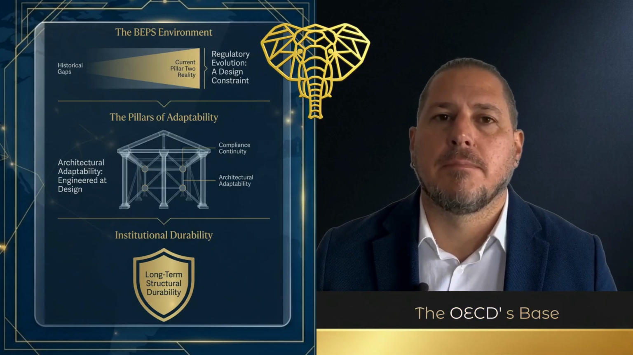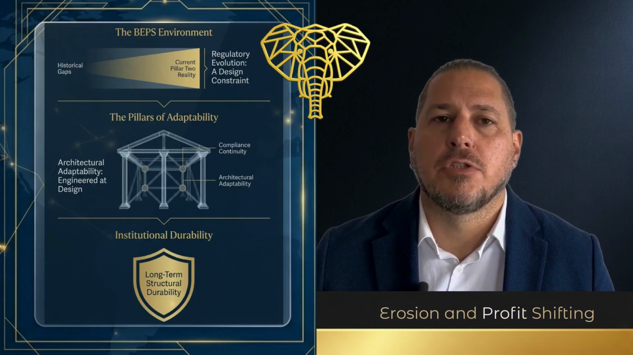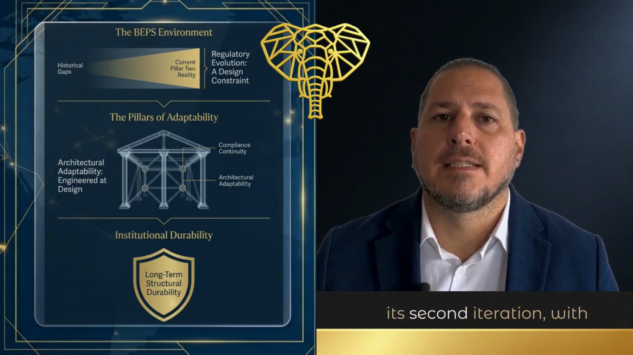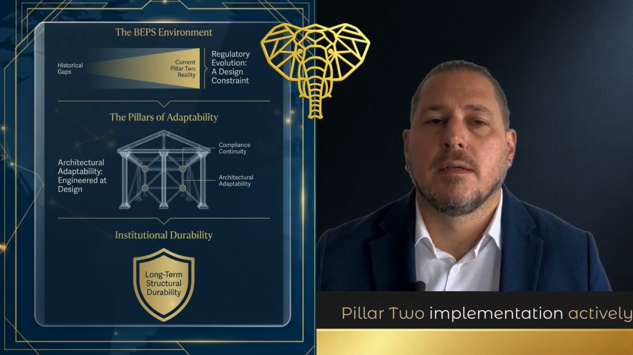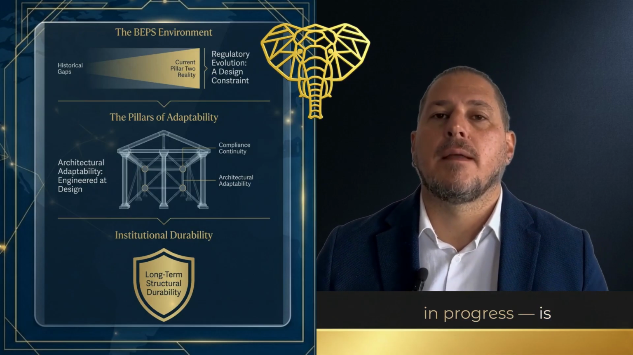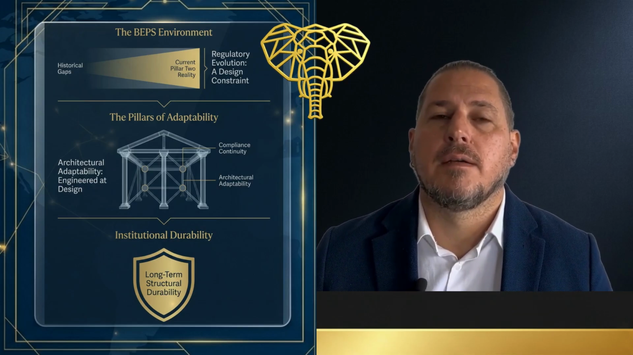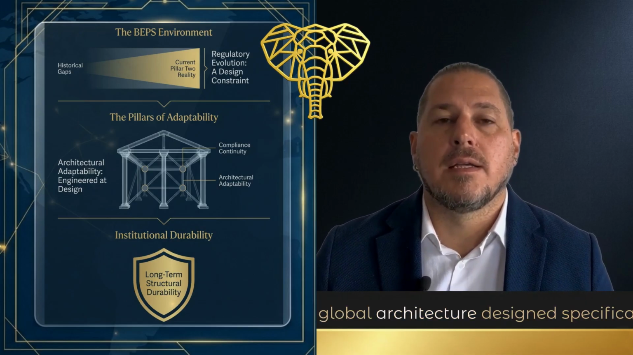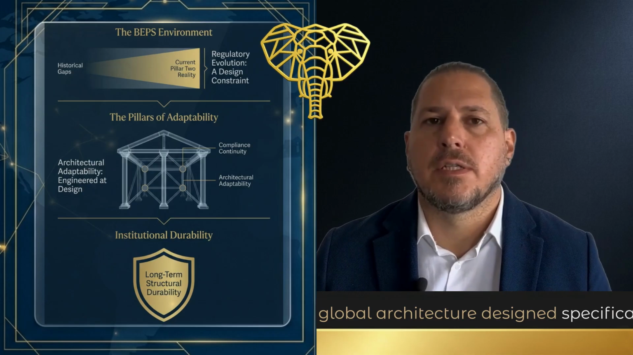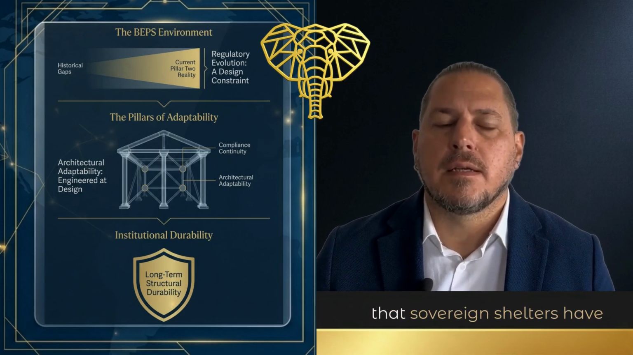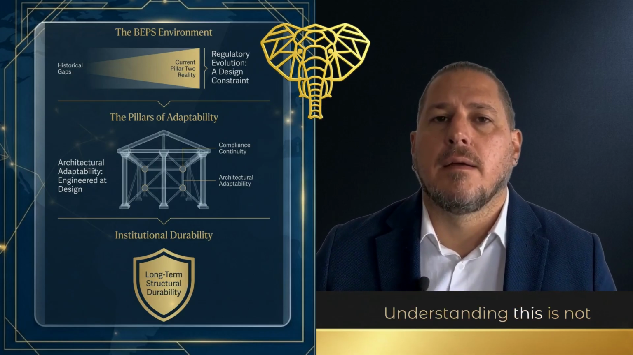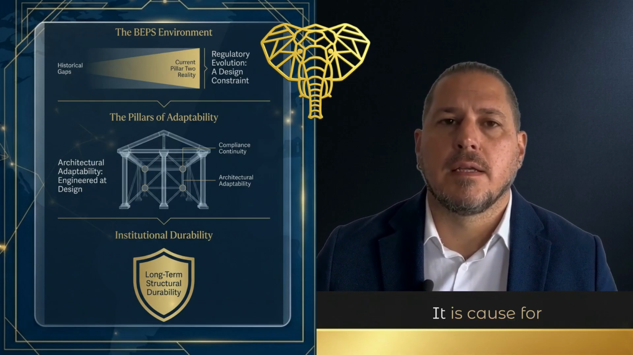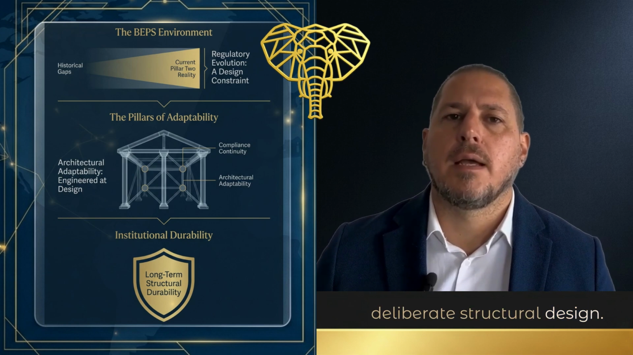The OECD's base erosion and profit shifting framework, now in its second iteration with a third generation of Pillar 2 implementation actively in progress, is not a static regulatory environment. It is an evolving global architecture designed specifically to close the gaps that sovereign shelters have historically occupied. Understanding this is not cause for alarm. It is cause for deliberate structural design.